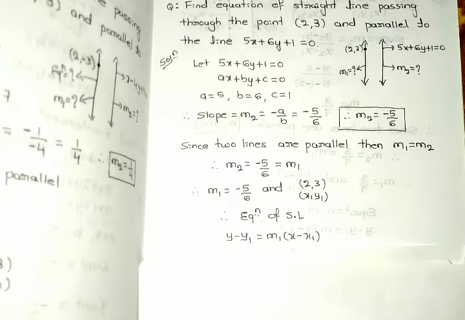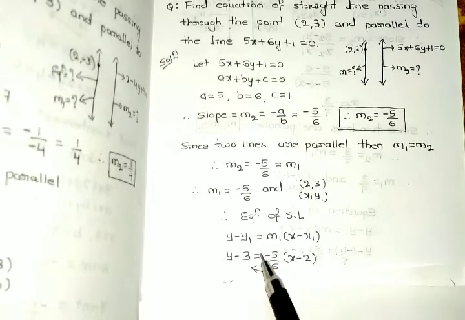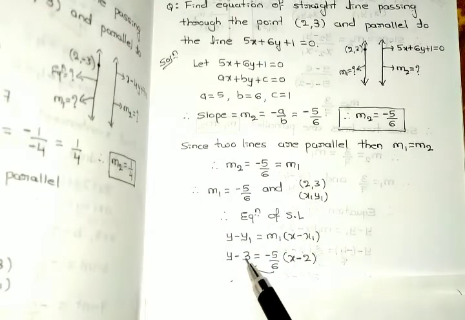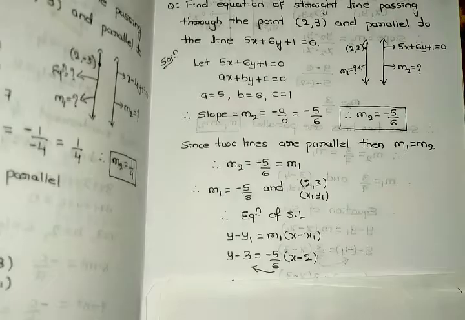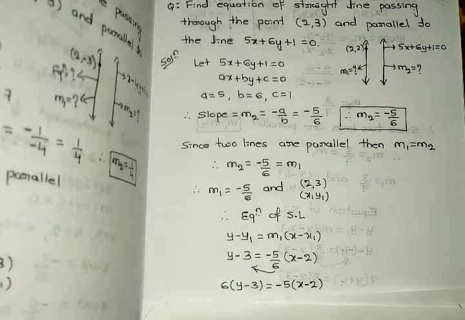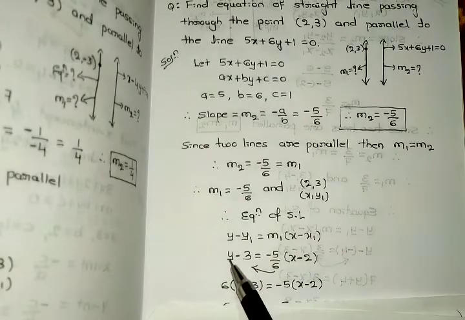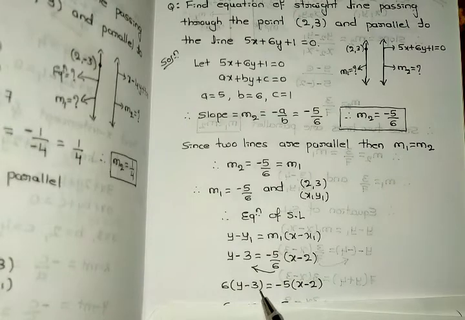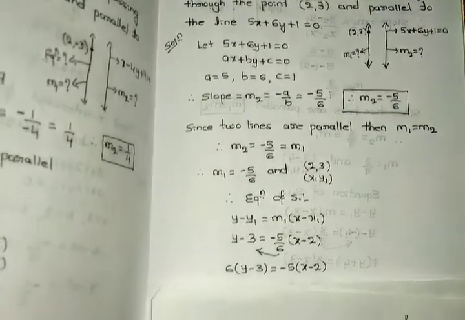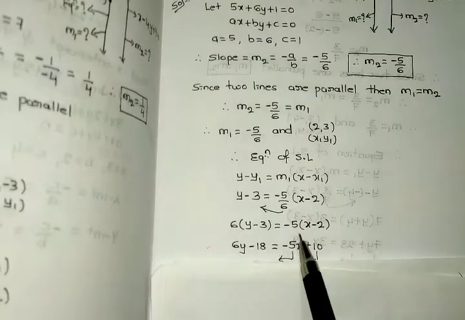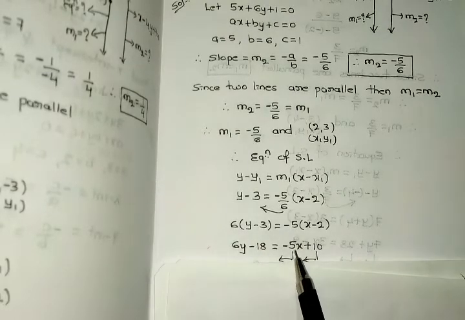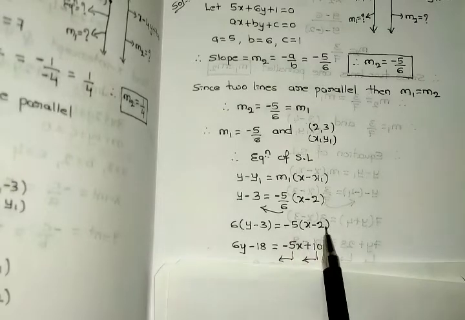Next substitute the values. y1 is 3, so write here 3, m1 is minus 5 by 6 and x1 is how much here? 2. So next, cross multiplication. If you do the cross multiplication, 6 comes in the numerator here. 6 into bracket, what is the remaining value? y minus 3 is equal to minus 5 into x minus 2. Open the bracket. So 6 into y, 6y, 6 into minus 3, minus 18, minus 5 into x is minus 5x, minus into minus is plus, 5 into 2 is 10.